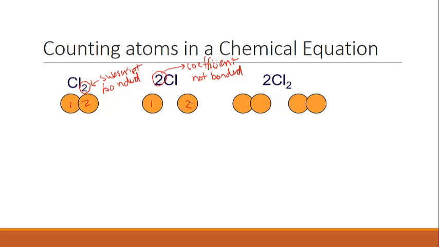Now you could have both a coefficient and a subscript, and in that case, when we're counting the total number of atoms of chlorine, we're actually going to multiply them together. We have 2 chlorine atoms per chlorine molecule, so this is referred to as a molecule. And when we add them all together, 1, 2, 3, 4, we multiply the subscript by the coefficient for a total of 4 atoms in 2Cl2, 2 atoms of chlorine. So that is a skill that we're going to be using when we write our chemical equations.